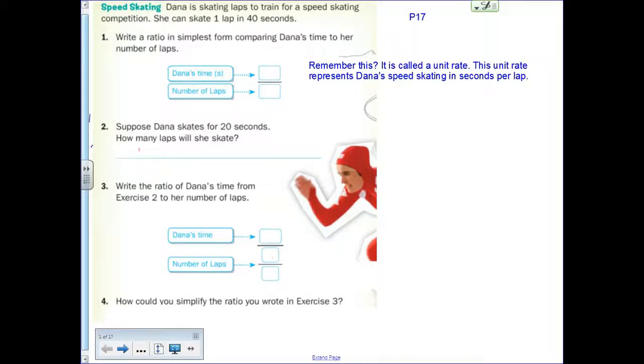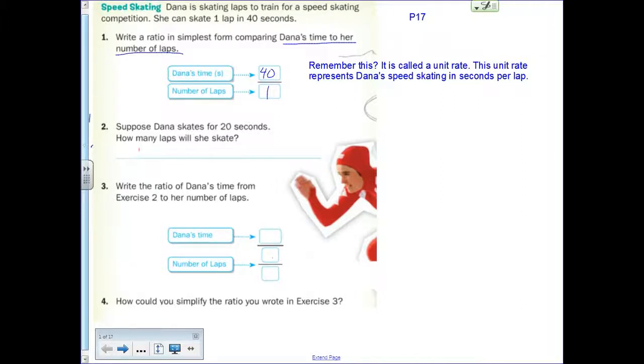And it's important that they want you to compare the time to her number of laps here, because typically we're going to put time on the bottom and the distance on top, like miles per hour. They want you to do it the opposite way, which is going to seem a little weird to us. So her 40 seconds they want to put on top, and they want you to put the one lap on the bottom. You will recall that this is called a unit rate. And this unit rate represents Dana's speed skating in seconds per lap.